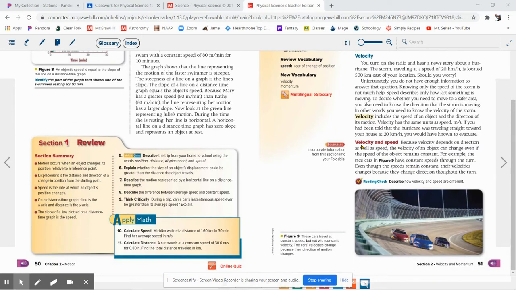Okay. So right here it says velocity and speed, and it's showing a picture of some race cars. These cars could have a constant speed. But since they're in a corner, they're changing direction. And since velocity is speed with direction, because they are changing direction here, they are changing velocity continuously as they go around this corner. So speed with direction is velocity.